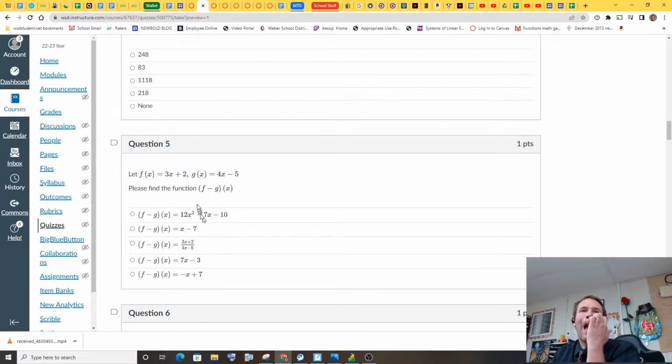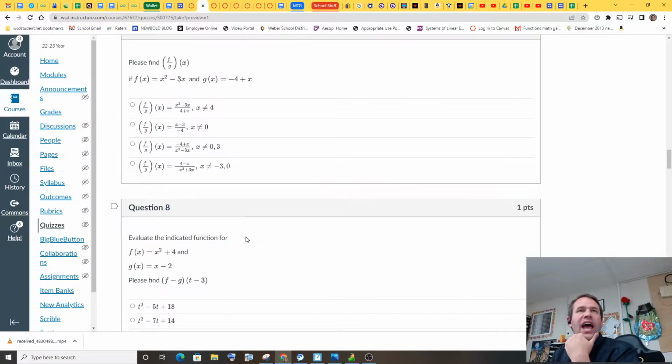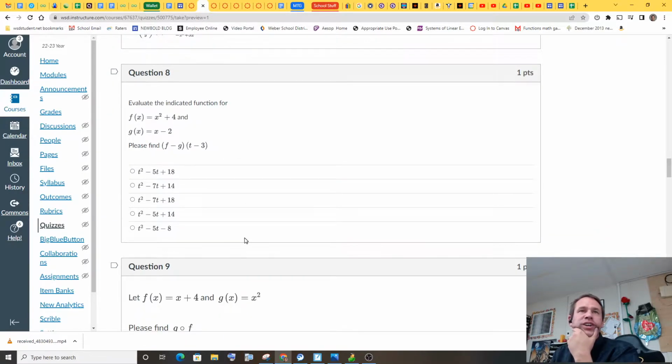Nice. So this one is going to be subtraction. So f minus g. So 3x minus 4x and 2 minus 5. And that's it. Combine like terms. Add them together. Divide them. Looking good. You got this.